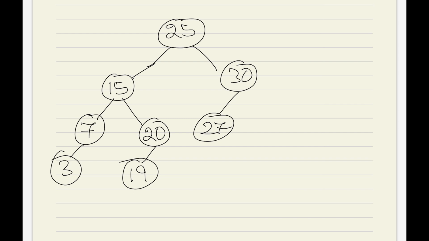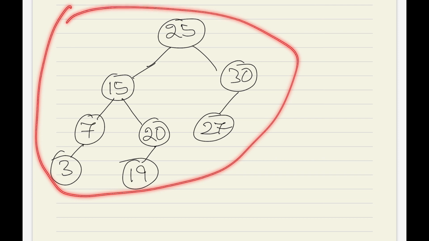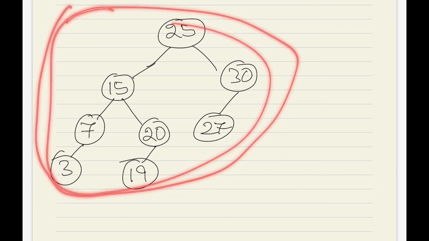So each node satisfies the binary search tree property. So 25, 15, 7, 3, 19, 20: all these nodes are less than 25. 30, 27 are greater than 25. 20, 19 are greater than 15. 7, 3 are less than 15. 27 is less than 30. So this tree is a binary search tree.